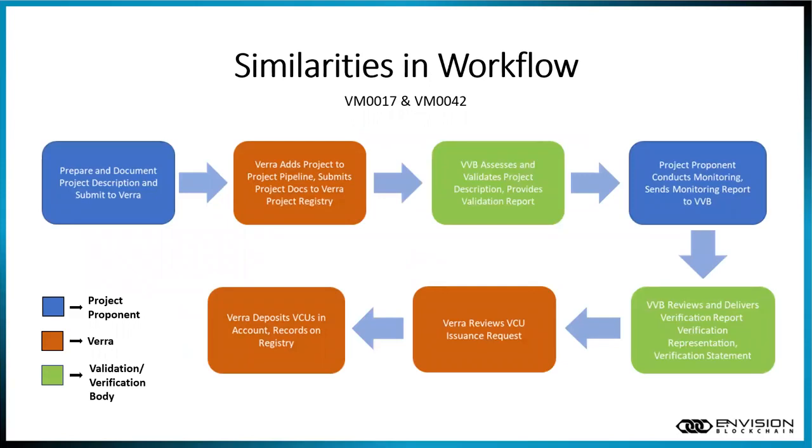And here we could observe the workflow once again. Now we can conclude that the workflow for VM17 and VM42 will be identical because they share the same registry. Therefore, the differences in the workflow are not determined by having two different methodologies in this case, as they're dependent on the steps required by Verra to issue VCUs.